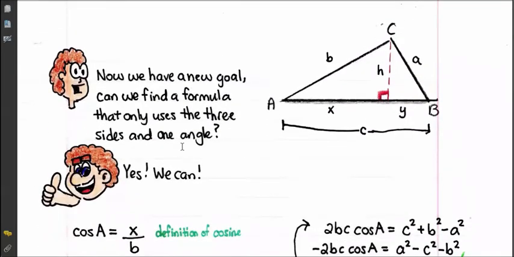Now we have a new goal. Can we find a formula that uses only the three sides and one angle? So we're going to try and develop the law of cosines. And what's more important to me right now is that you understand how to use the law of sines and the law of cosines. It's not so important to me right now that you know how to derive them like we're going to do. I'm going to show you how it all comes together.